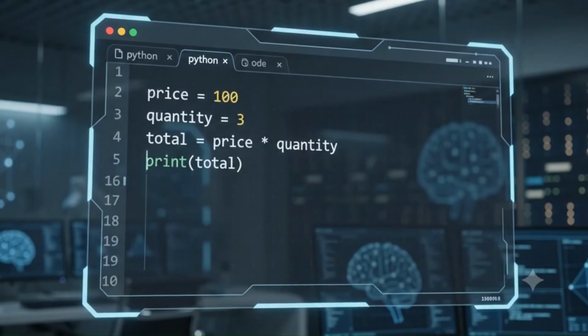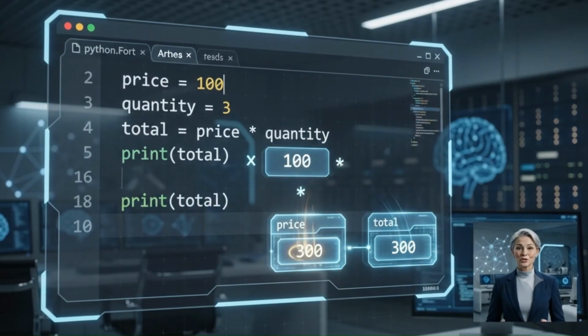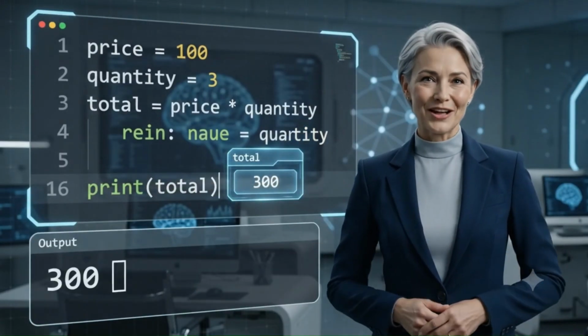We can use variables and operators to solve problems. Here, price and quantity store our data. We multiply them and store the total. Then, print displays the final result.